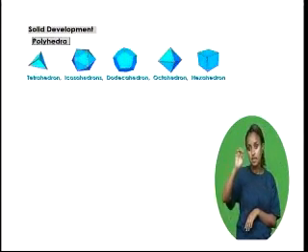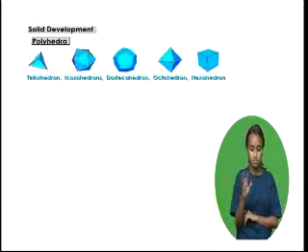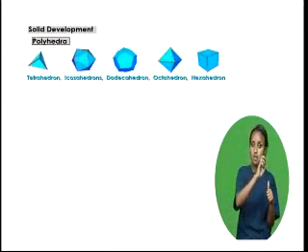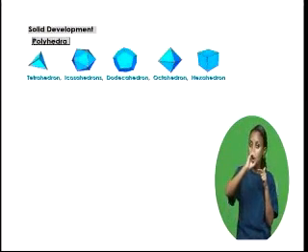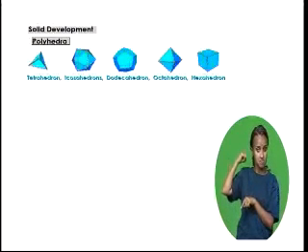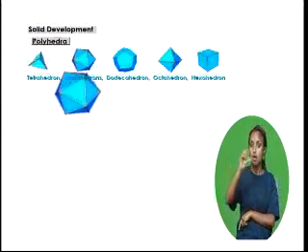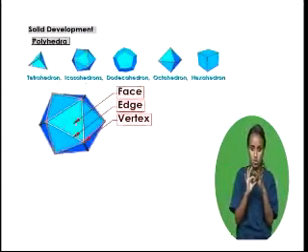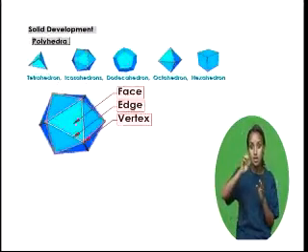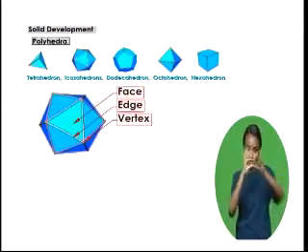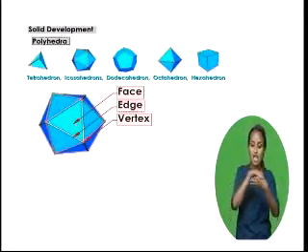There are just 5 regular polyhedra. There are tetrahedron, octahedron, icosahedron, cube, and dodecahedron. Plane surfaces that bound polyhedra are called faces of the solids. Lines of intersection of faces are called edges of the solids.